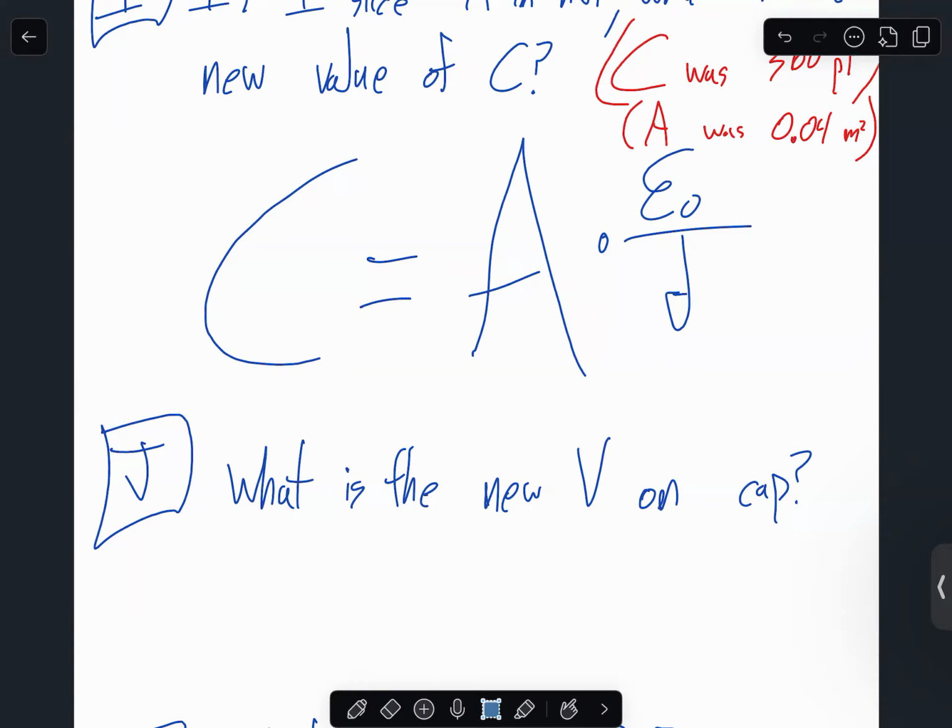Take a stab. Google question J. What do you predict the new voltage on the capacitor is when I change the capacitance? The arrow means it's changeable. It's a variable capacitor.